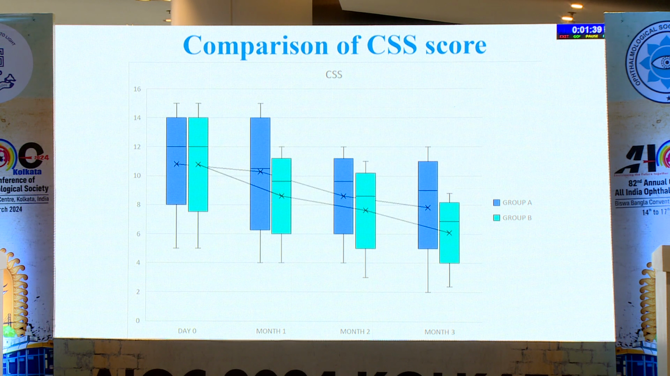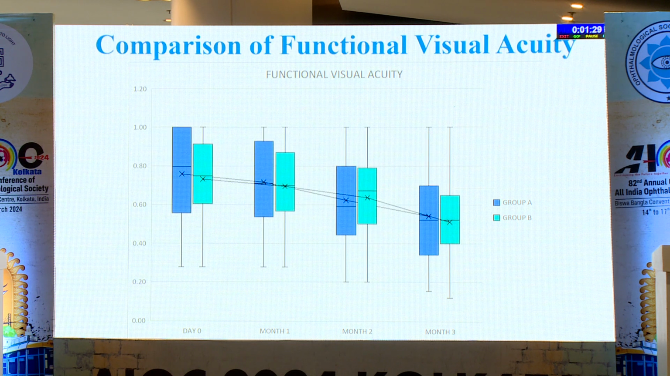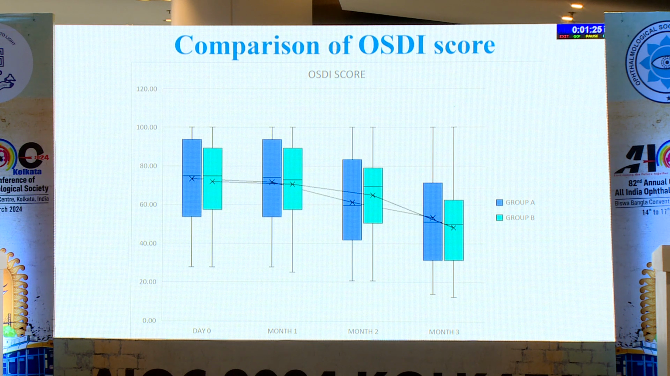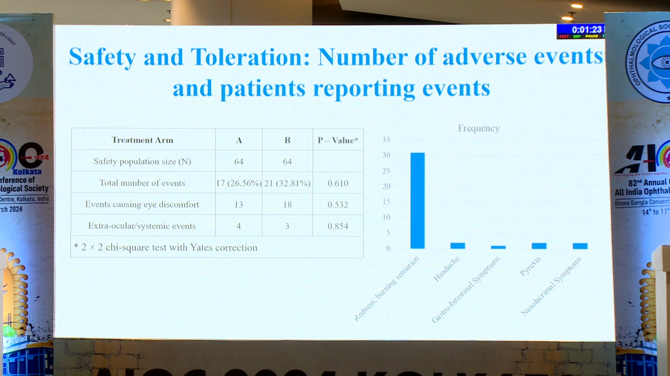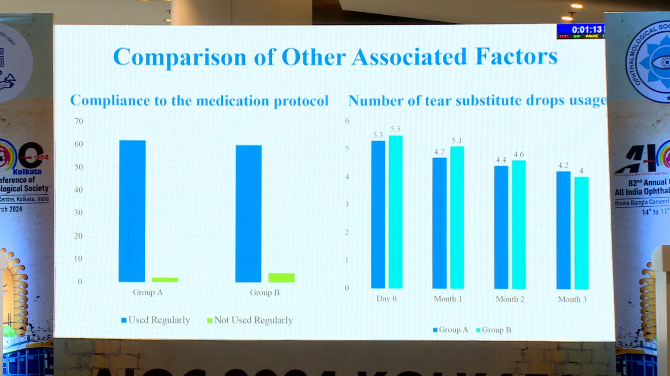Comparison in corneal staining score shows there is improvement in corneal staining score over the time period in both groups, but there is no statistically significant difference between the 2 groups. The same is true for the functional visual acuity and the OSDI score. Regarding safety, the most common adverse reactions we have seen are redness and the burning sensation, which is more common in tacrolimus rather than cyclosporin.